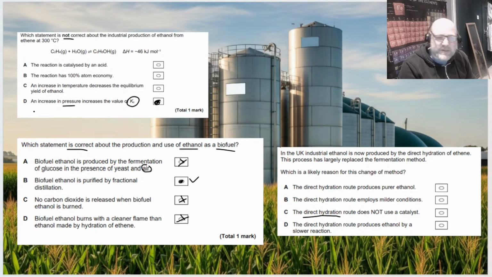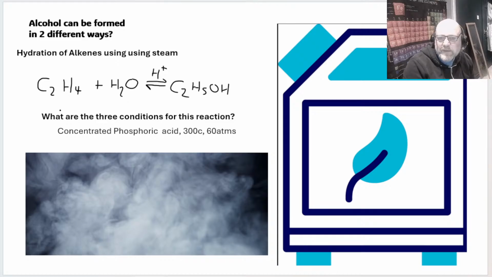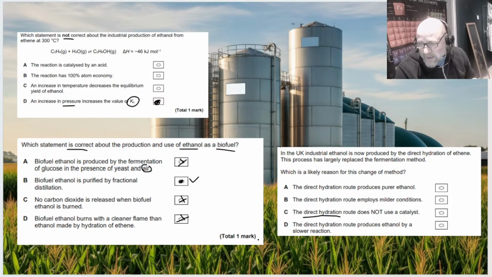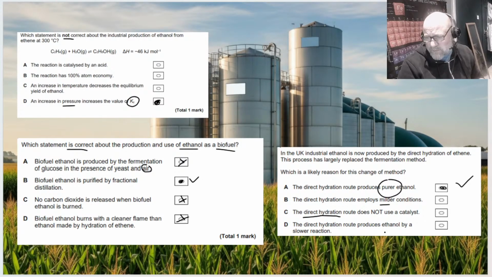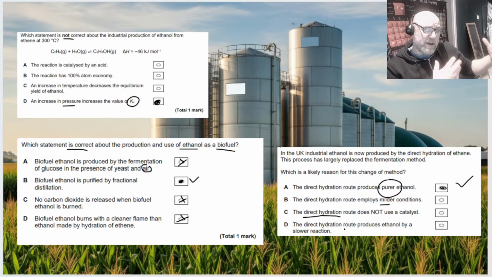Direct hydration. Yeah, it does use a catalyst. I didn't explain it very well, but that is the acid catalyst. It uses phosphoric acid. This is the direct hydration route. And so the answer is A. It's purer. So you just really need to concentrate on hydration makes purer ethanol. It doesn't use milder conditions because it uses 300 degrees and 60 atmospheres. Produces ethanol slower? It's not slower. Higher temperature, it's faster.